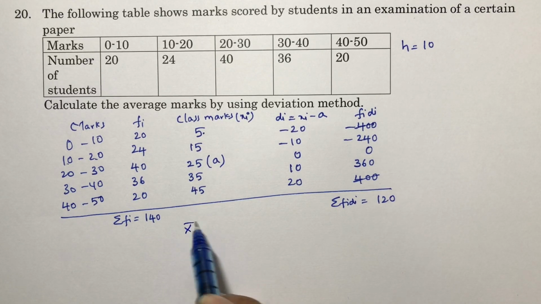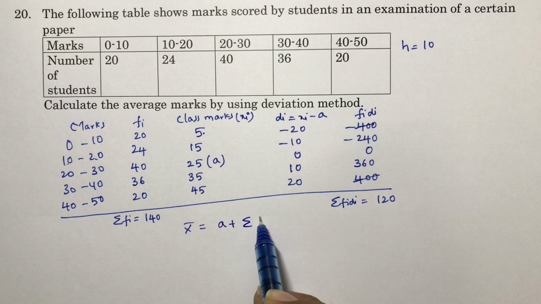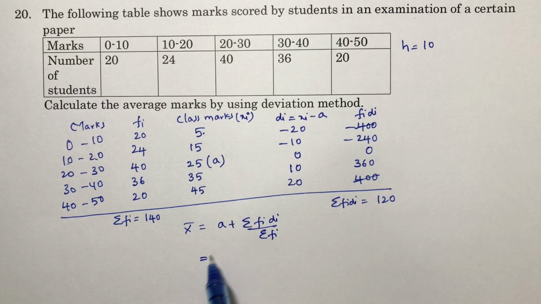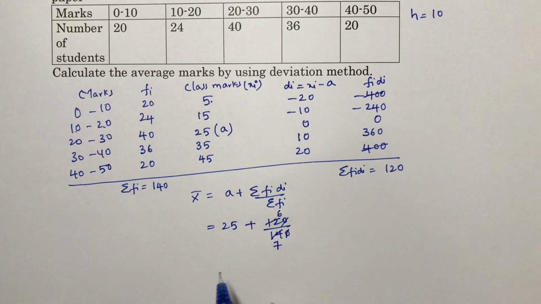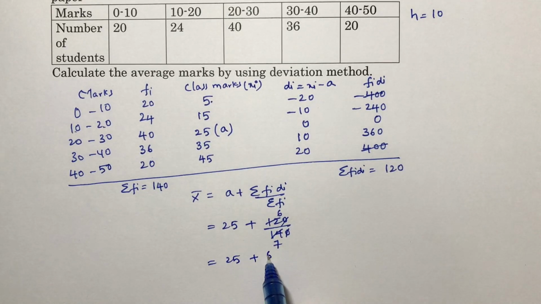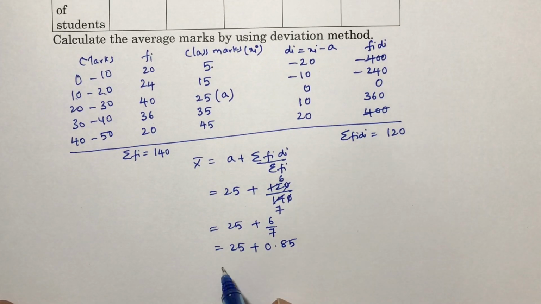Now mean formula is a plus sigma fi di by sigma fi. Assumed value is 25. Sigma fi di is 120 by 140. 0, 0 cancel. 2 times 6, 2 times 7. So here 25 plus 6 by 7. 6 by 7 is 0.85. So the answer will be 25.85 is the mean.